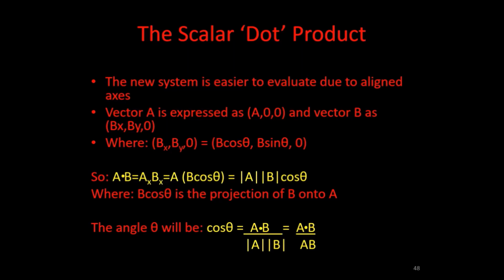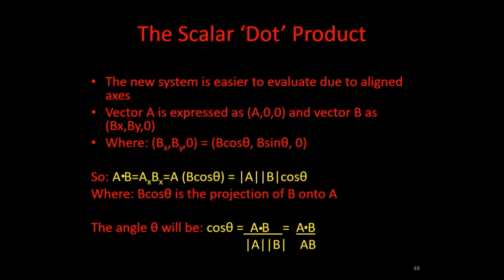So let's take a look at what we have to do if we have to take the product of two vectors, A and B. So here we're going to take the scalar, or what's more normally referred to as the dot product of two vectors. So we have one vector, A, and another vector, B.